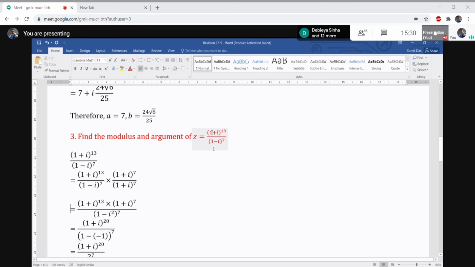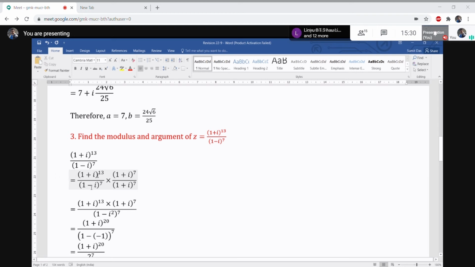In rationalization you remember that our first work was to try to remove the square root from the denominator. Here we'll try to remove i from the denominator. So we have to use the a plus b, a square minus b square formula. Whenever we have to remove, we multiply the denominator with the same number but with opposite sign. Actually we have to multiply by the conjugate of the complex number.